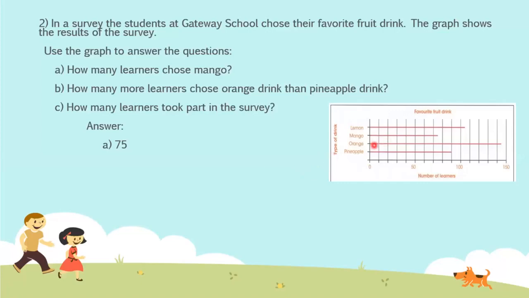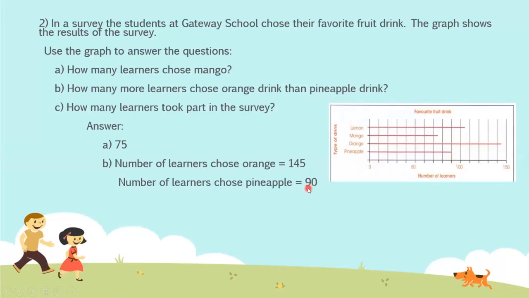So let's concentrate on the orange drink. Yes, this is the marking and it stops somewhere here in the middle. So this is 150, then this marking will be 140 and it exceeded 140. So this is 145. So the number of learners who chose orange is 145, and next we need to find pineapple, the number of learners who chose pineapple. Pineapple, yes, this is the marking and it stops over here, and this is 100, so this will be 90. So the number of learners who chose pineapple is 90.